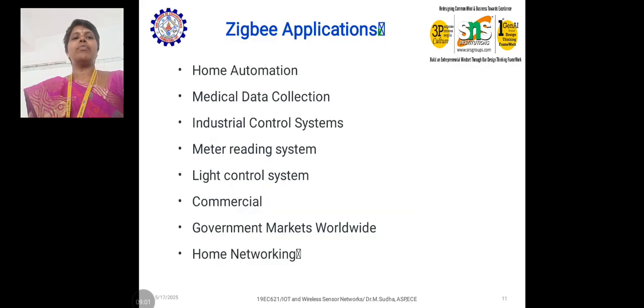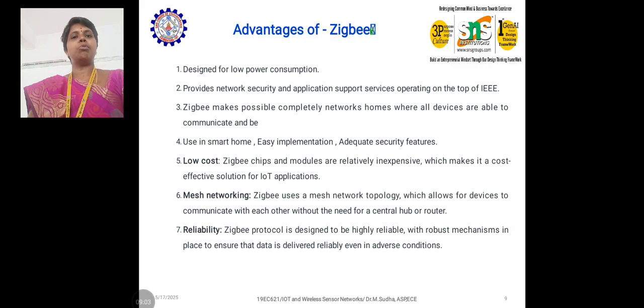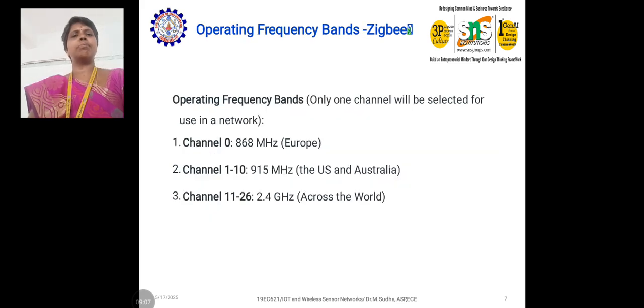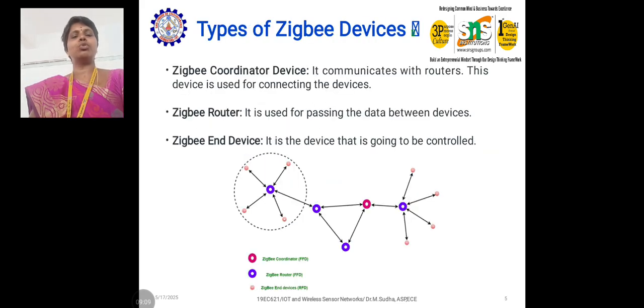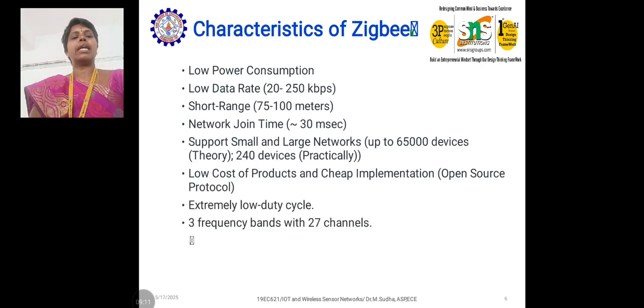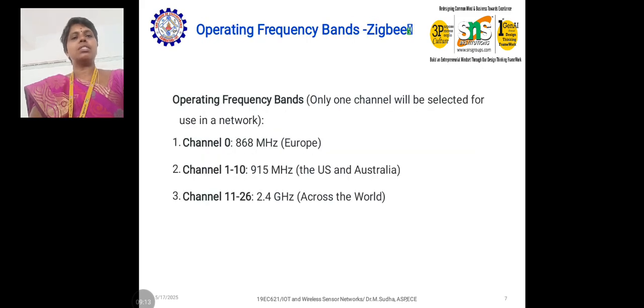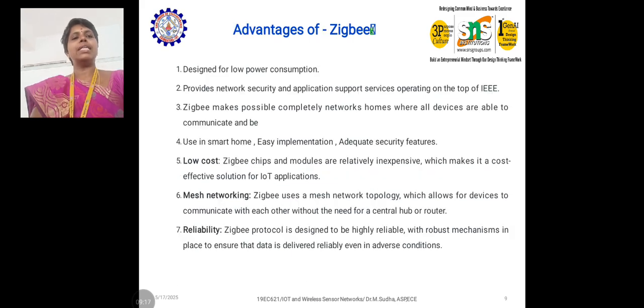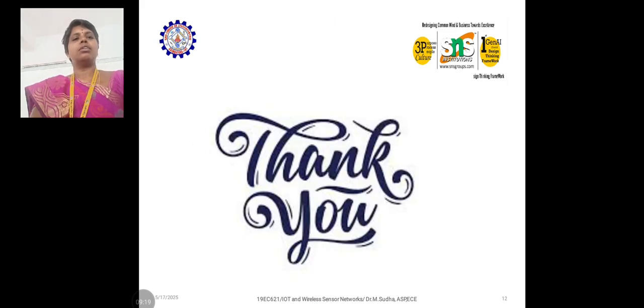So till now we have discussed in detail what Zigbee is, the general structure of Zigbee, the topologies used, the characteristics of Zigbee, as well as the operating frequency band, features, advantages and disadvantages. We also covered the Zigbee applications.